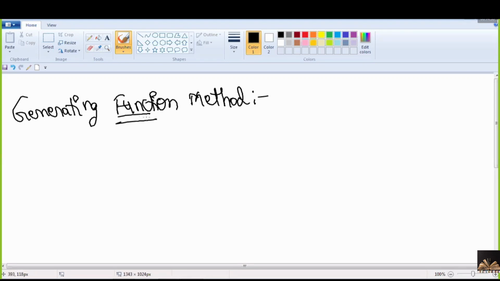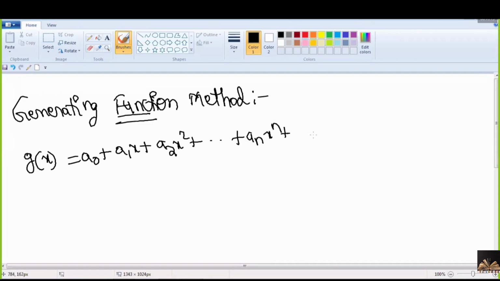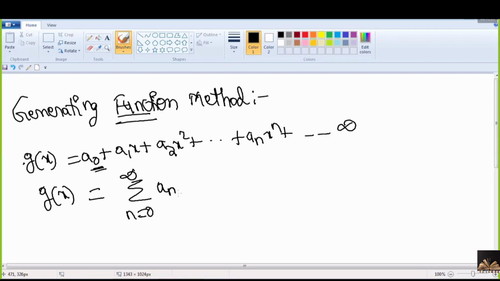Now, a generating function looks like g of x equal to a0 plus a1x plus a2x square plus so on up to an times x power n plus so on up to infinity. Right? It is an infinite series. We can write this as g of x equal to the summation, with lower value 0 and upper value infinity, so summation of n equal to 0 to infinity of an into x power n.